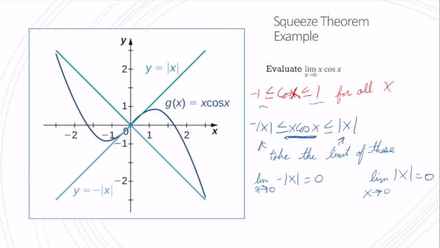So that means that by the squeeze theorem, we find that the limit as x goes to 0 of x cosine of x equals 0. And here are the graphs of these two functions, right? We've got the absolute value of x, negative absolute value of x, and it is squeezed between x cosine.